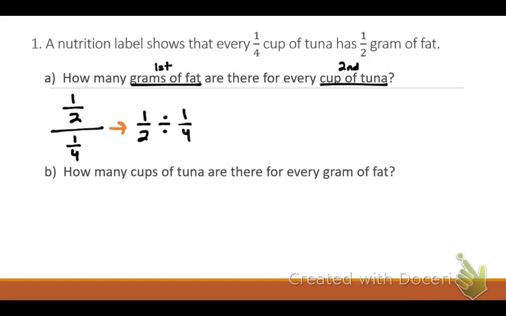Hope, what should I do next? KFC. We are going to use KFC. So we keep the first one, flip the second one, and then change the operation. Jalen, can I cross-reduce anything there? The 2 and 4, what do they become?